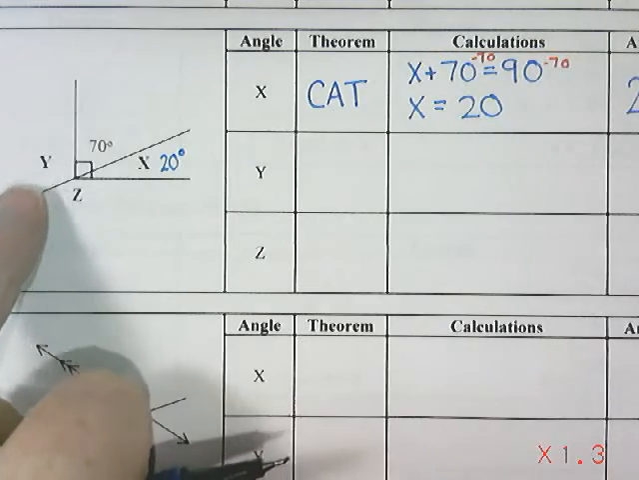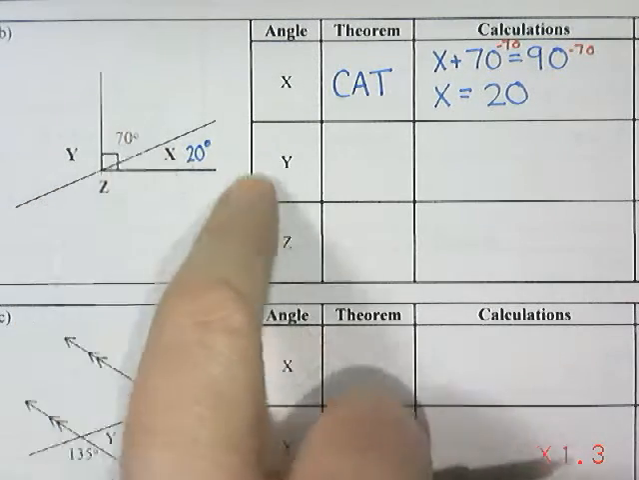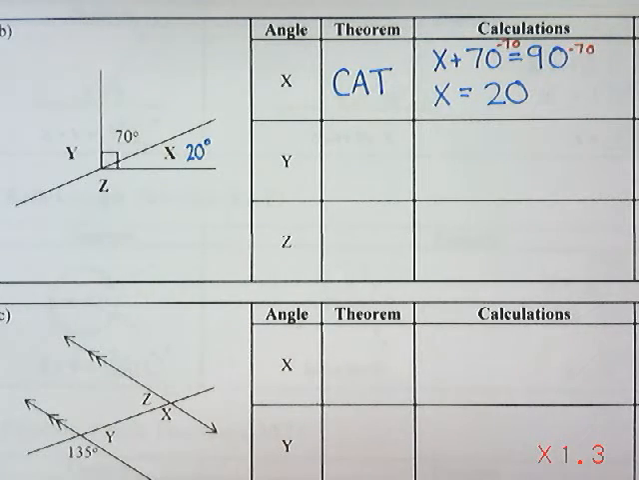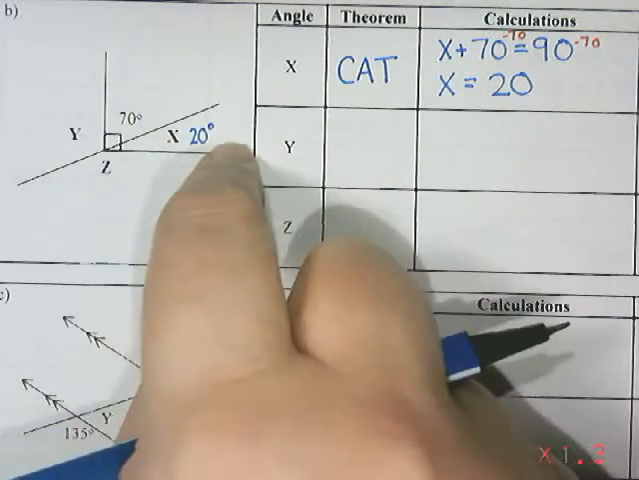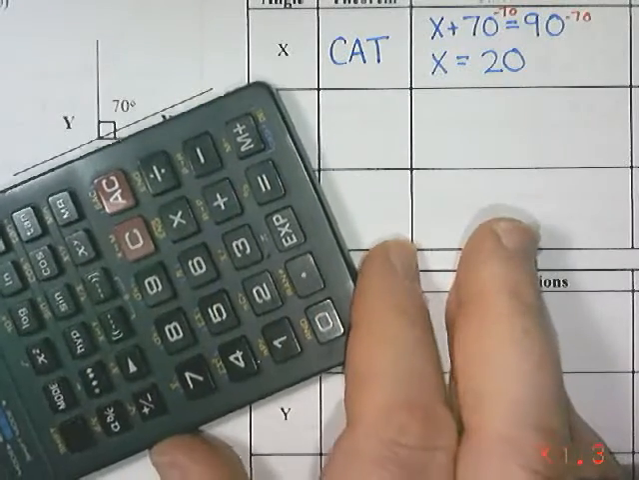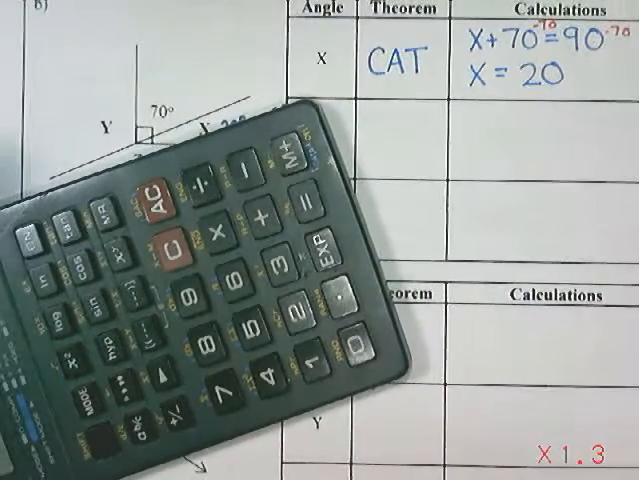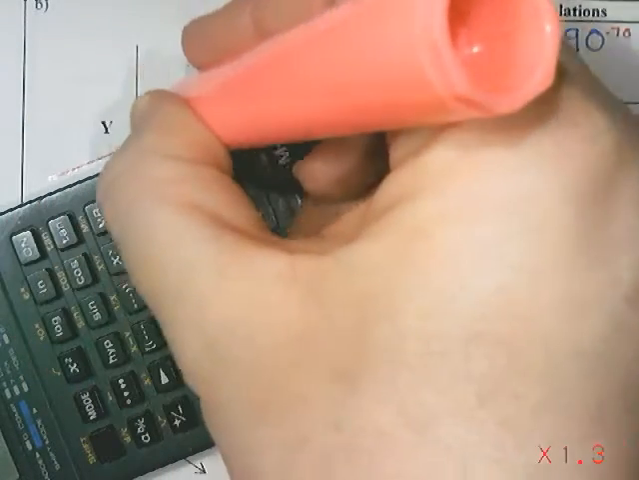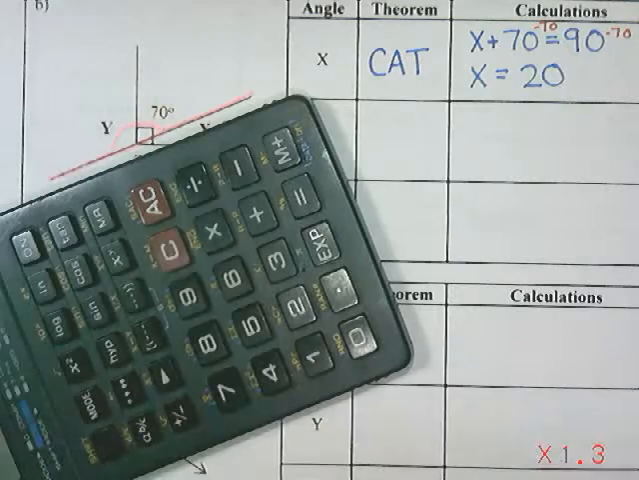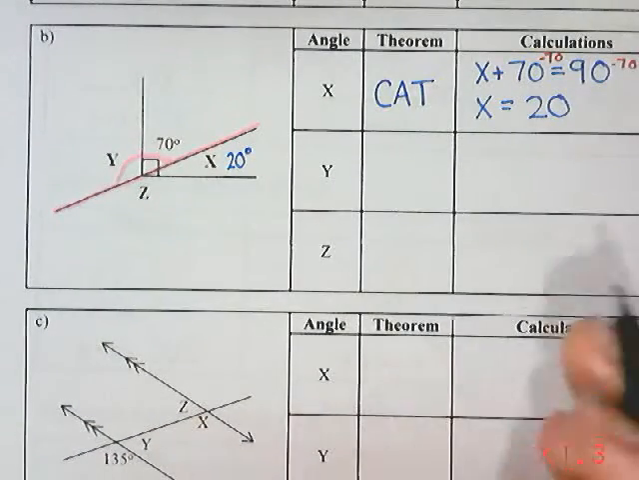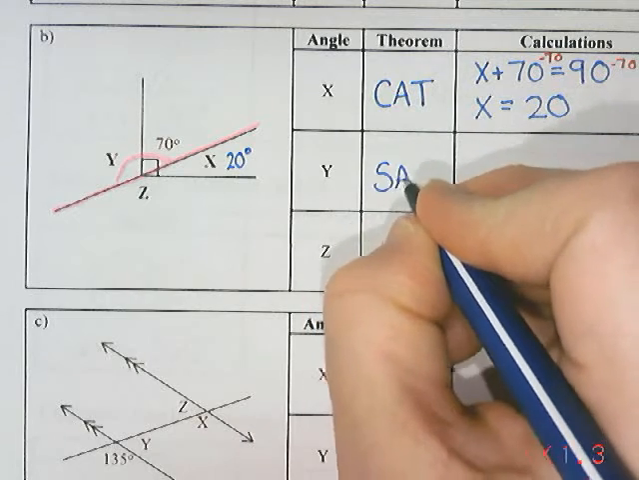Okay, so we've done X. Let's take a look at Y. So I have Y. I've got 70 and I've got 20, and I don't currently know what Z is. So the Y is across from the 20, but they're not perfectly straight crossing lines, so that is not OAT. But I do see that the Y and the 70 make a straight line, and I know that straight lines add to 180 degrees. Those are supplementary angles, otherwise known as SAT, the supplementary angle theorem. So I'm going to use SAT for this one.